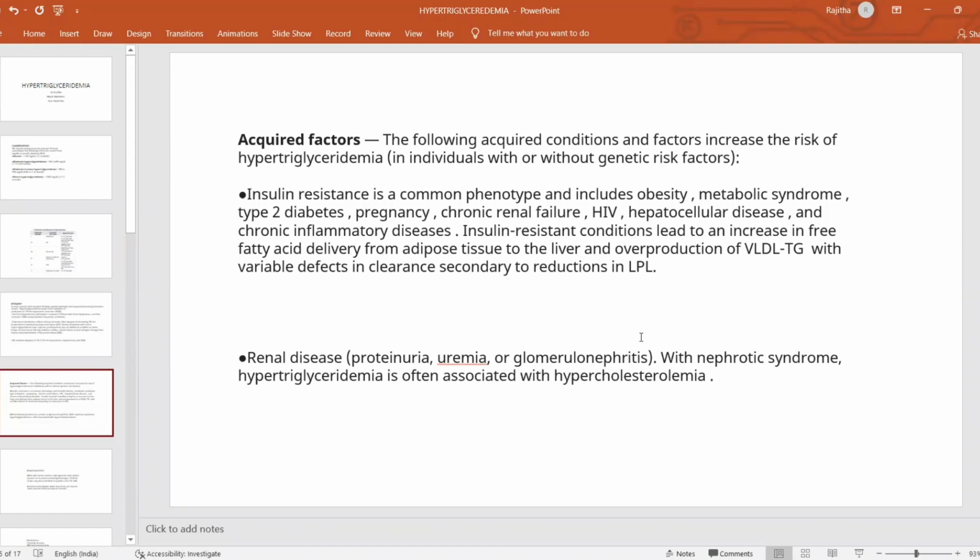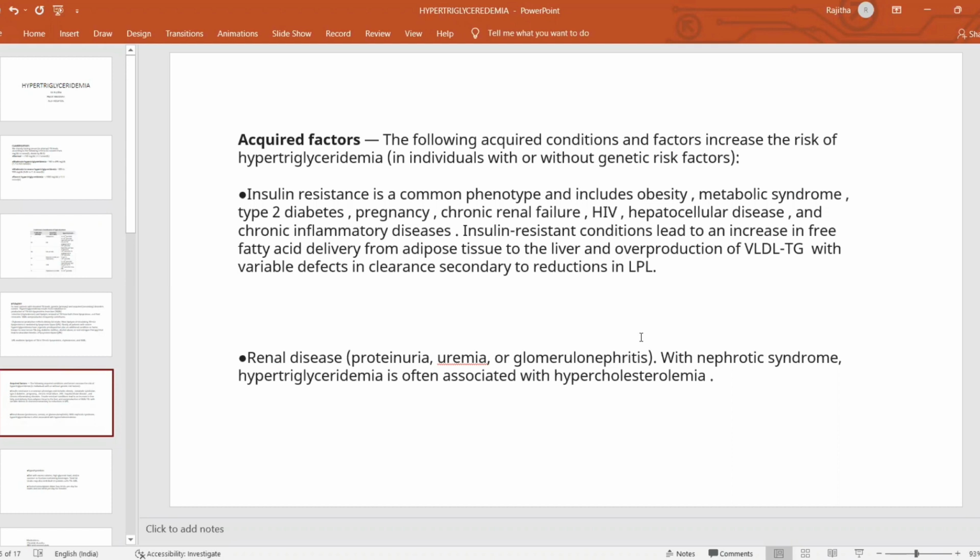So in insulin resistance, the primary pathology is the increase in free fatty acid delivery from adipose tissue to the liver, and there's overproduction of the triglyceride-rich VLDL particles with a variable defect in clearance of this VLDL, the triglyceride-rich lipoprotein, because of the reduced activity of lipoprotein lipase. So there's overproduction as well as lack of clearance by LPL, which is causing hypertriglyceridemia in insulin resistance syndromes.